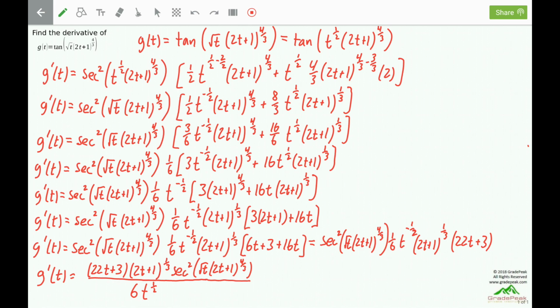The only other thing that we can do with this is the 1/3 power means cube root, and the 1/2 power means square root. So we can write this as 22t plus 3 times the cube root of 2t plus 1. The secant squared term will remain as is. And then in the denominator we have that 6, and we have that t to the 1/2, which can be rewritten as the square root of t. And there's our derivative g prime of t.